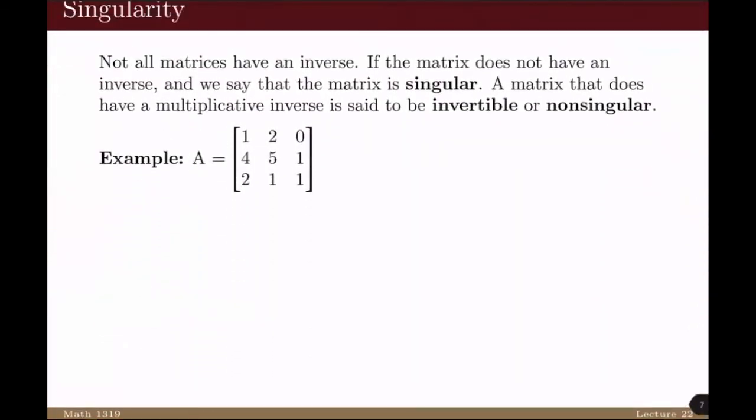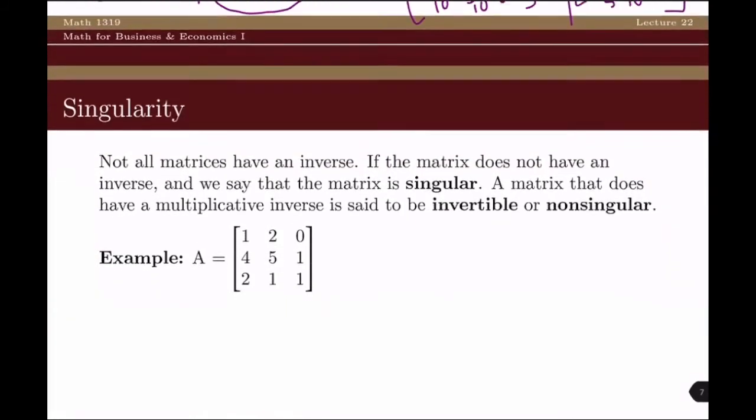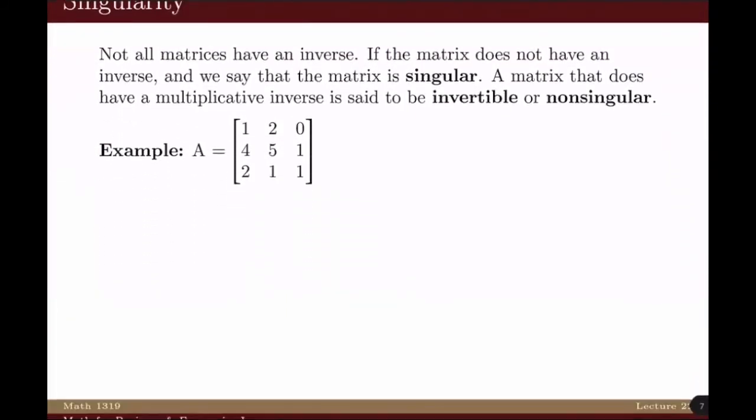So the last thing we need to talk about is going to be singularity. So not all matrices have an inverse, and if the matrix does not have an inverse, we say that the matrix is singular. And a matrix that does have a multiplicative inverse is said to be invertible or non-singular. So an invertible matrix is a matrix that has an inverse. So the last example we did, this one, A would be considered an invertible matrix because an inverse for it exists. However, there do exist matrices that do not have an inverse.